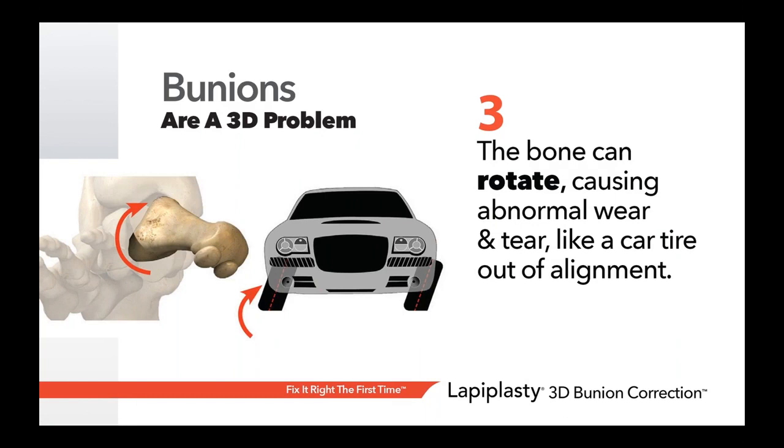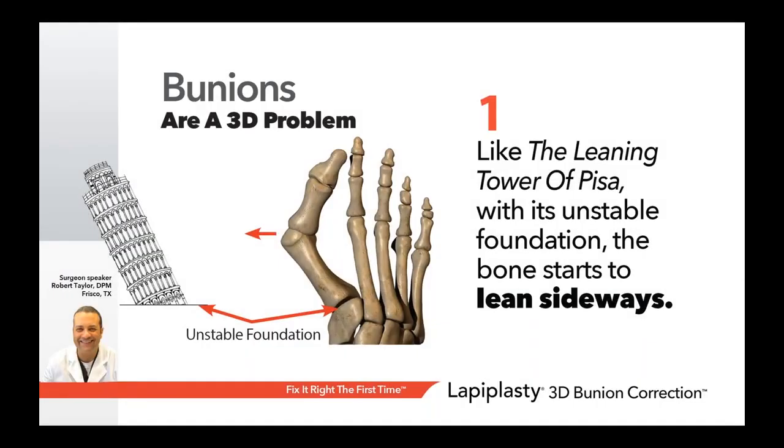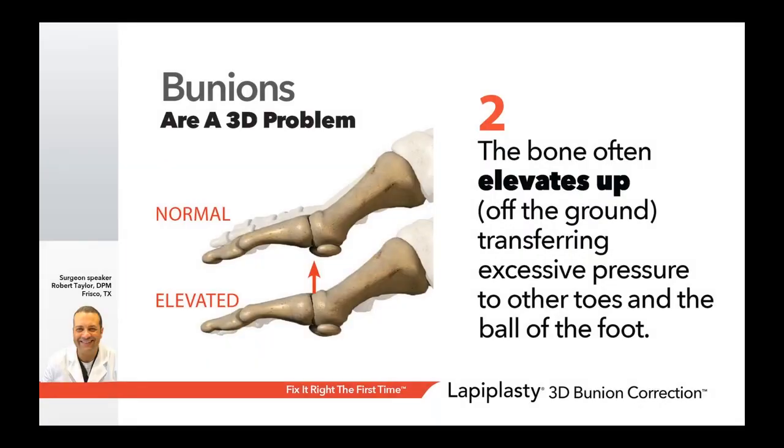A real good word picture is like what you see here in the slide with the Leaning Tower of Pisa. There's movement, there's an unstable foundation, there's an unstable joint called the first metatarsal cuneiform joint, which allows that first metatarsal to swing out. So that's 1 dimension. The second problem we see with bunions is the bone not only swings out, like you remember my arm analogy, it goes up, which is the 2nd dimension. And then there's the rotation, which I talked about.